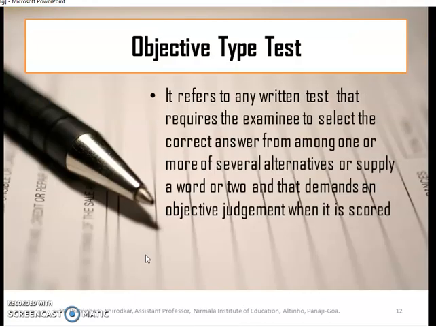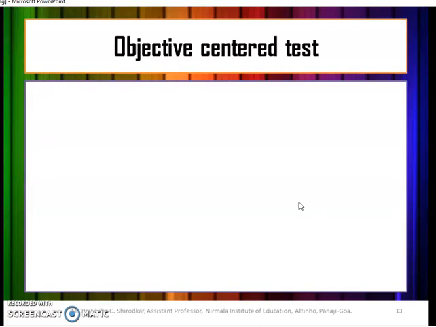Now, let us discuss the second type of test, that is the objective type of test. We all are familiar with the term objective test. It refers to any written test that requires the examinee to select the correct answer from among one or more of several alternatives, or supply a word or two, and that demands an objective judgment when it is scored. So, it is basically selecting an answer or supplying an answer, but a single answer for everyone.